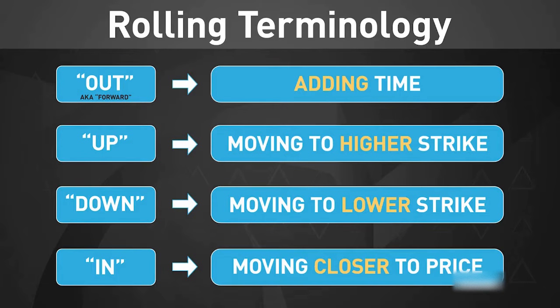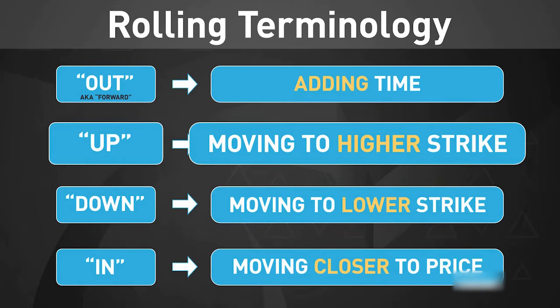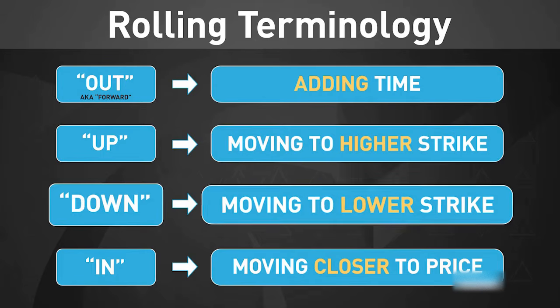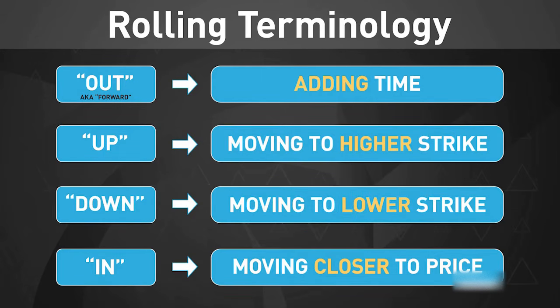Next up, we've got rolling up and rolling down. These simply refer to changing the strike price or prices of your position and moving up the option chain to some higher number or down the option chain to some lower number. Now, it doesn't matter if it's a call or a put. If you move a 100 strike to 105, that's rolling up. If you move a 100 strike to 95, that's rolling down. Pretty self-explanatory.